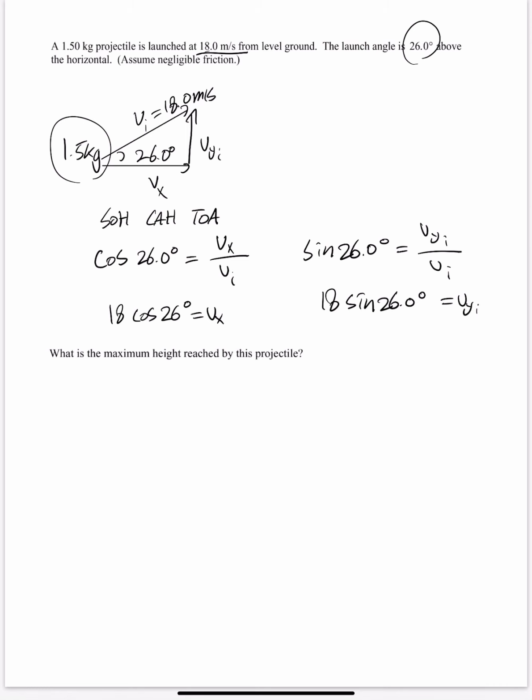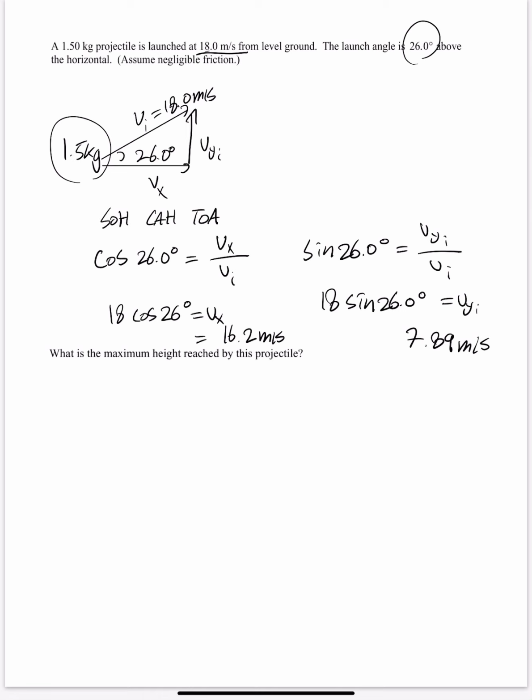So if we actually calculate it, 18 cos 26 is roughly equal to 16.2 meters per second, and 18 sine 26 degrees is equal to 7.89 meters per second. Okay, now we have everything calculated. So let's look at the question.